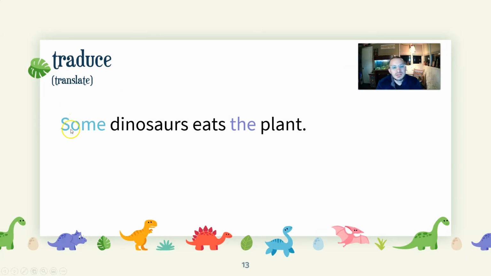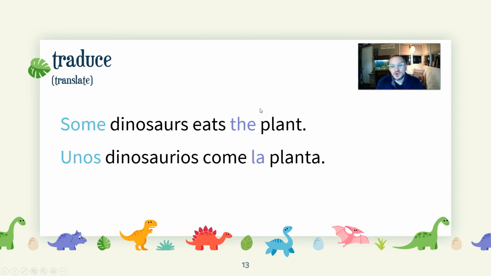Okay, moving on. Some dinosaurs eat the plant. Now we've switched it again, okay? Which dinosaurs eat parsley? It's absurd, but let's go with it. Well, some dinosaurs eat that plant, specific plant, not specifying which dinosaurs they are. So here we have a masculine plural noun, dinosaurios, but the article is indefinite, unos dinosaurios. And here we have singular feminine with a definite article, la planta. Unos dinosaurios comen la planta. Some dinosaurs eat the plant.